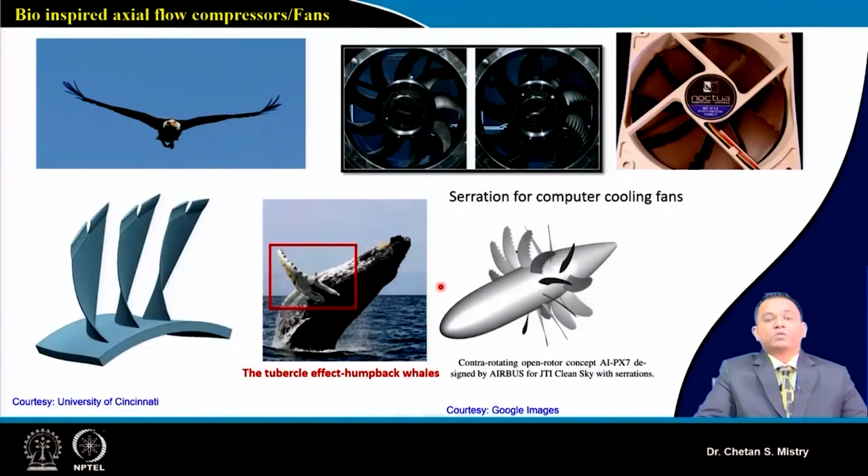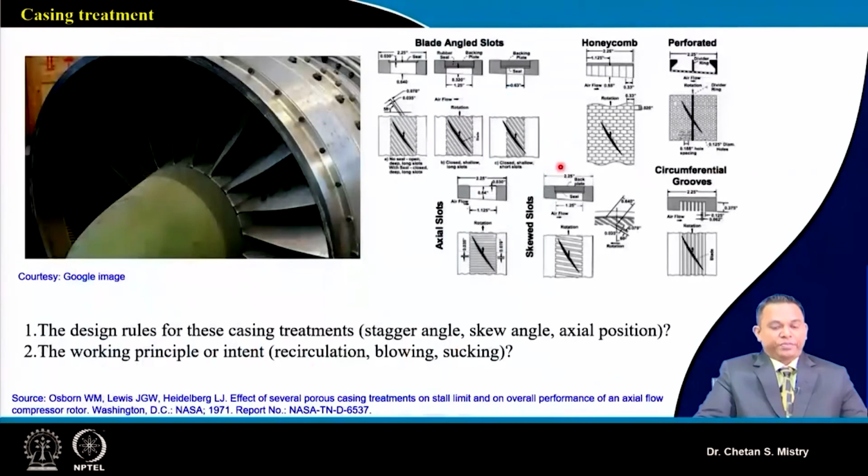The same logic is being used for the development of open fan configurations, even these days for cooling of computers, servers, and high-speed computers. We are looking for cooling fans. They make a lot of noise, and to address this issue people have adopted serration near the trailing edge. People are even exploring serration at the leading edge. So this is one of the bio-inspired configurations.